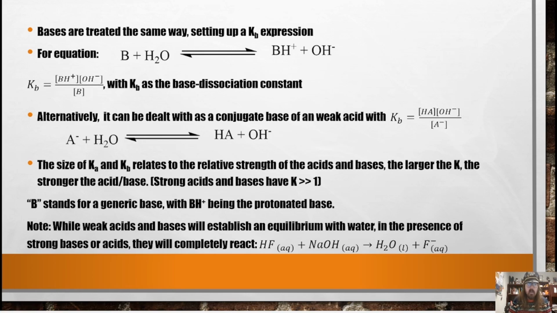Now, with that in mind, the size of our Ka and our Kb will relate to the relative strength of our acids and bases. The larger the K, the closer that K is to 1 or greater, the stronger the acid or base. Most of these Kas will be expressed as 10 to the negative something power. So when that negative power gets smaller, it is getting closer to 1. Reminder, strong acids and strong bases usually have a K that is much greater than 1, like 100 or 1,000 or even greater than that.